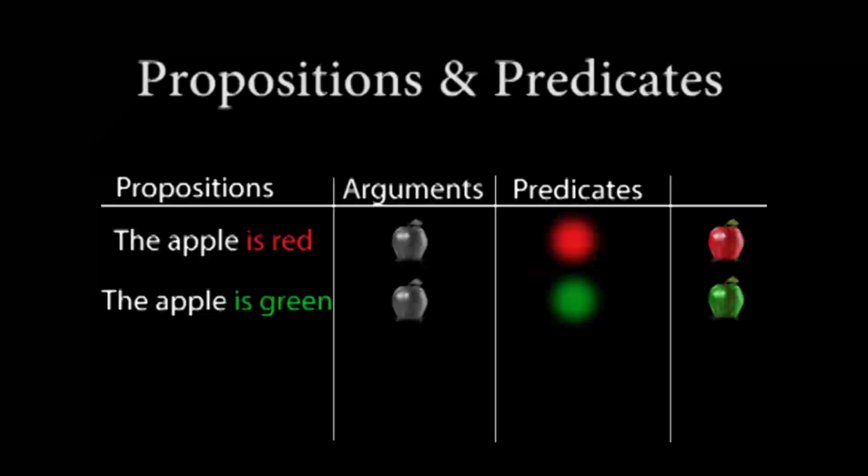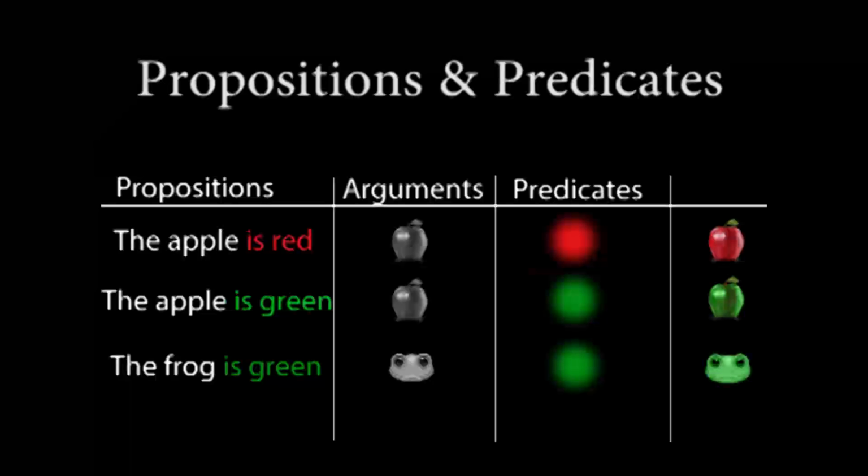Furthermore, if we instead change the argument, you can see that nevertheless the predicate is green does its job of asserting greenness about the argument, in this case a frog.